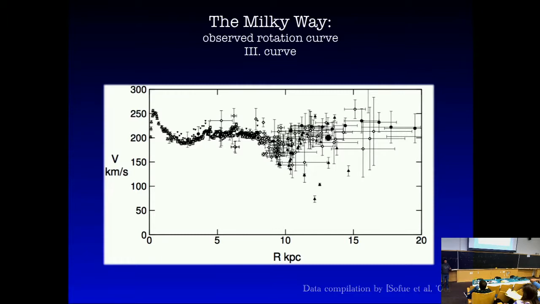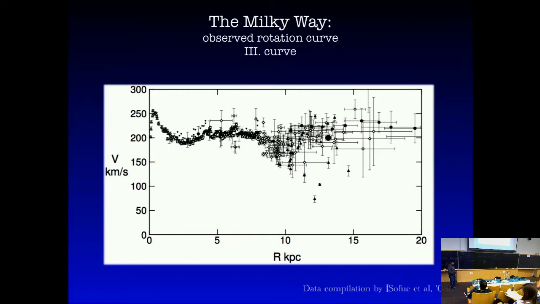And this is to be sure that you're not making a big mistake. On the other hand, in the central 2.5 kiloparsec, the gravitational potential is not dominated by the dark matter. It's dominated by the stars. So it doesn't really matter if you include them in or not. So this is just to be safe.